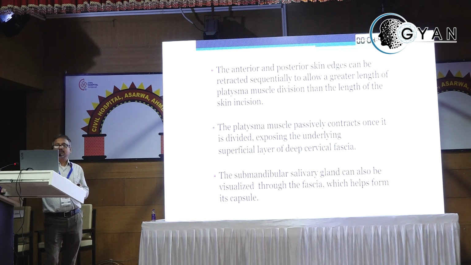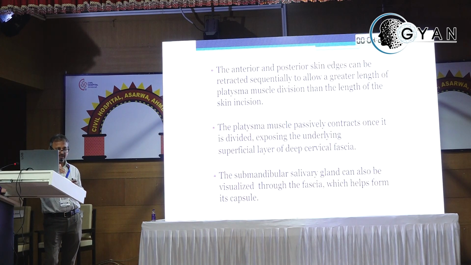Once you cut the platysma, it just retracts and gives way. Your fascia will be right open. Then you can dissect again and cut the fascia. Once you are done with the platysma, you can see the bulge of the submandibular gland. When you are going to cut through the deep cervical fascia, the direction should always be towards the mandible.